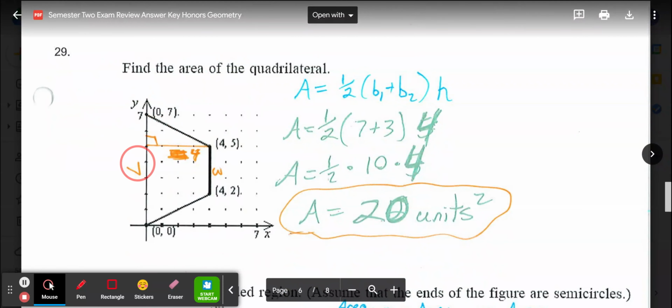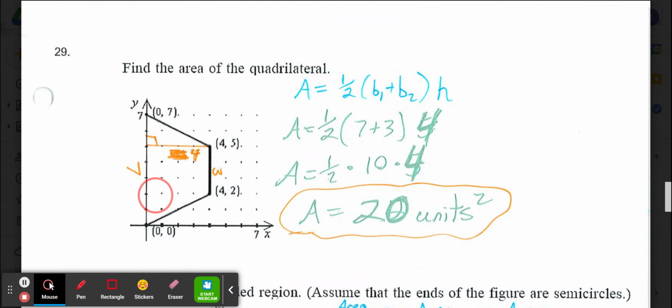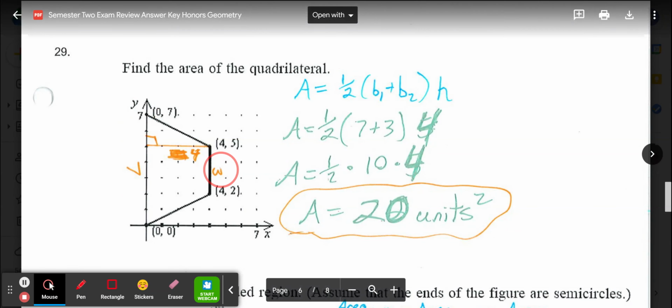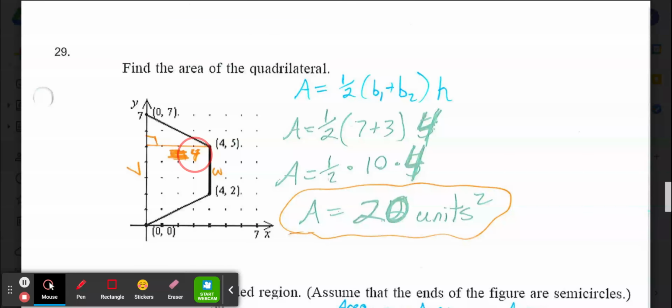Area of the trapezoid. So we know it's a trapezoid. So area of a trapezoid formula is base 1 plus base 2 in parentheses multiplied by the height of the trapezoid multiplied by 1/2. Base 1 is 7, base 2 is 3, height of the trapezoid is 4. So 10 times 4 is 40, times 1/2 is 20 square units.